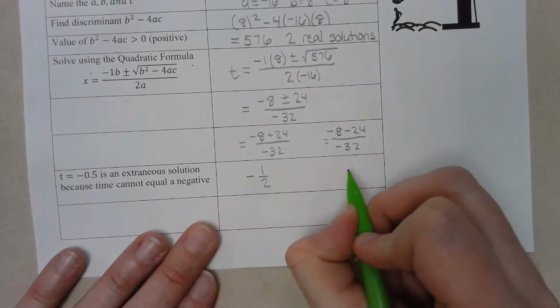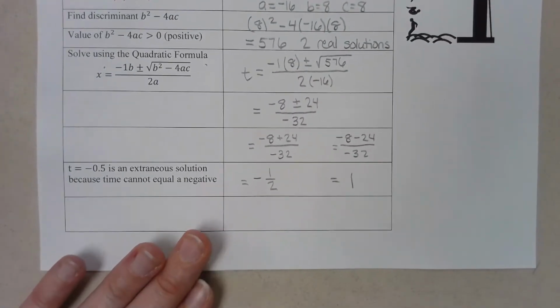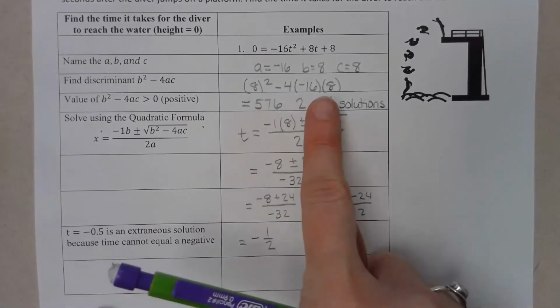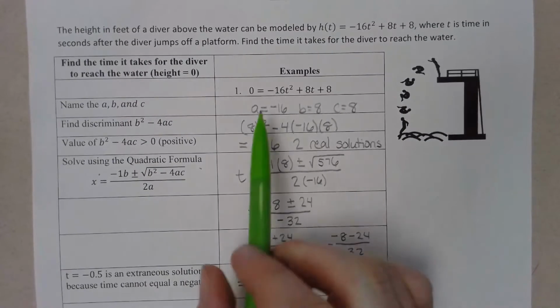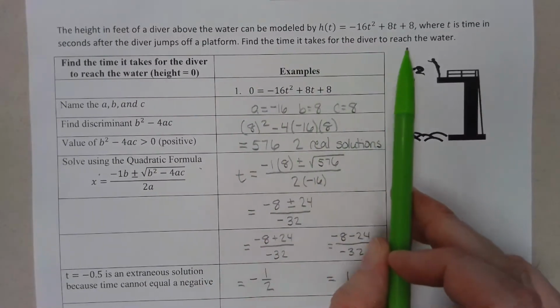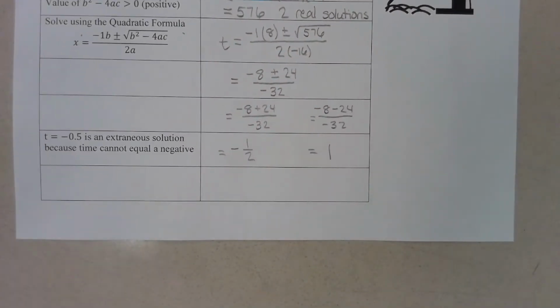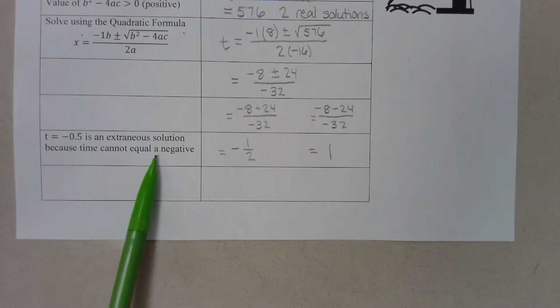Negative 1/2 and 1. So this is where I was talking about our discriminant. Since our discriminant was positive, it told us we would get two real solutions, and that's what we have done. However, for this situation, since we're finding the time that it takes the diver to reach the water, there's only one solution that really makes sense for this situation. Negative 1/2 or 0.5 is actually what we call an extraneous solution because time cannot equal a negative.